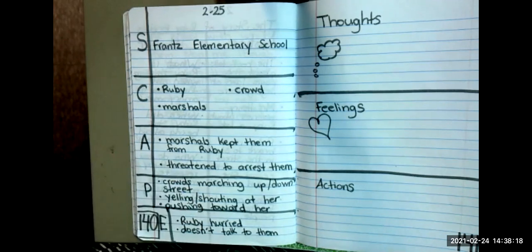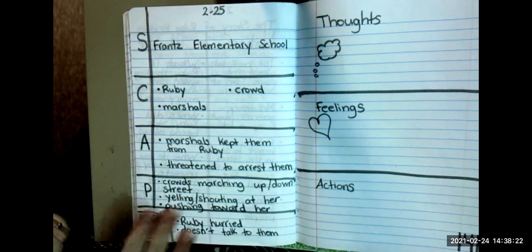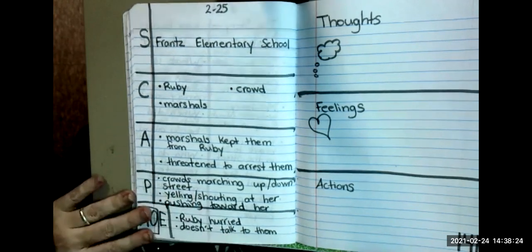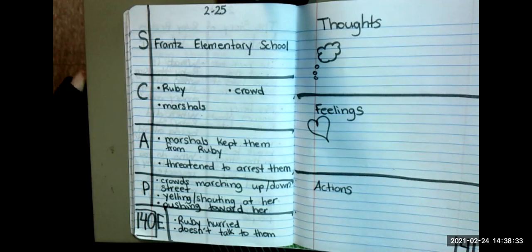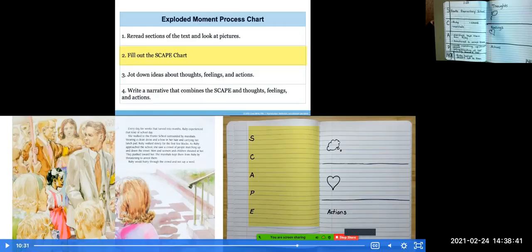Okay, so I am very interested to see how much of your scape chart was similar to this one before we did it together. I bet you guys got a lot of the same information before you even watched me do it. Okay, so now we are going to go ahead and go back to the video.